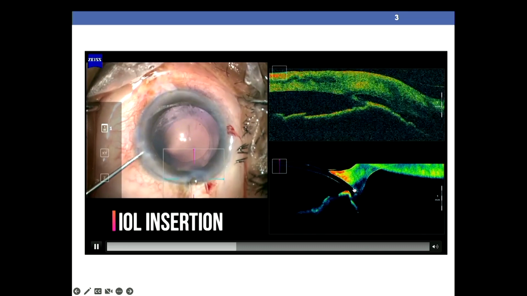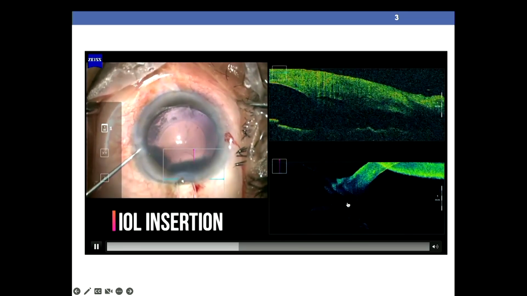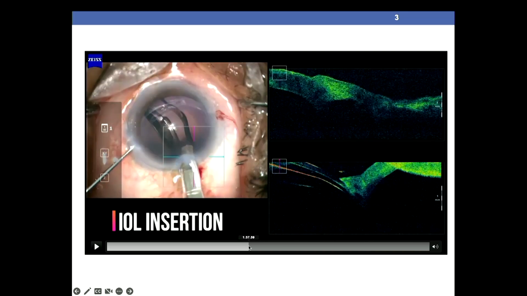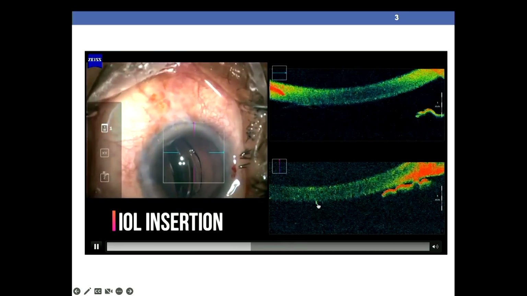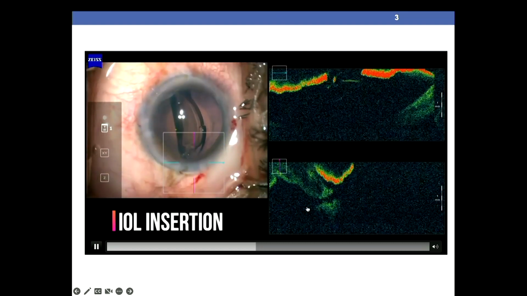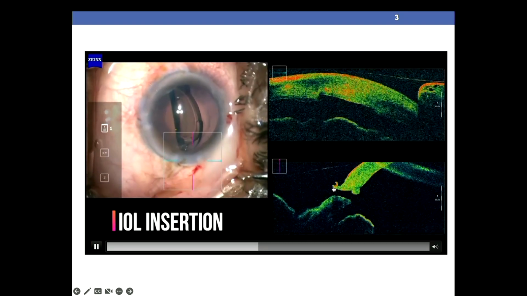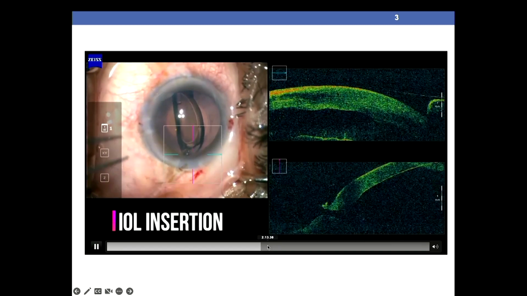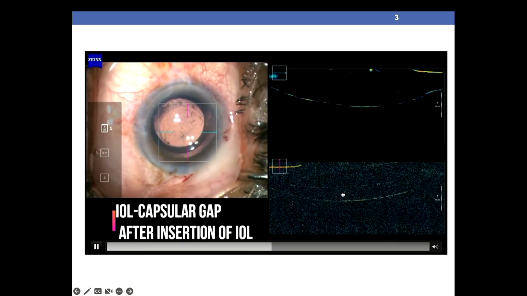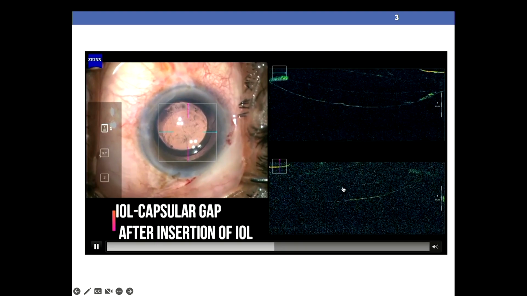Now, when the intraocular lens implantation is being done, you notice that the wound is completely open at this point in time. There is this gape in the wound which is present at the time of intraocular lens implantation, which can be seen here. And then after putting the lens inside, you can monitor the capsular gap after the insertion of the IOL, between the PC and the IOL.